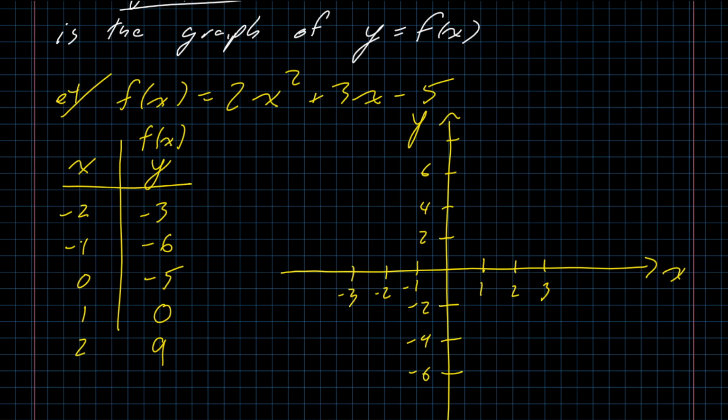-2, -3 is right here. -1, -6 is here. 0, -5. 1, 0. And 2, 9. And that gives us something resembling our points.